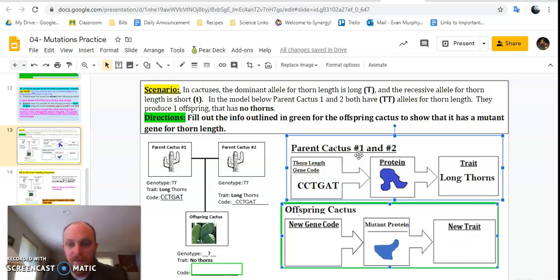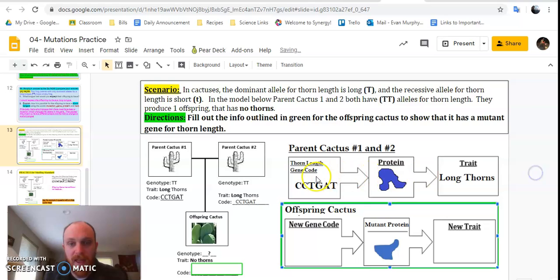So here's the beginning to this model. Parent cactus 1 and 2, they have this gene, CCT-GAT. That's the gene. And that makes this protein. And that makes the trait to have long thorns. But what happened so that their offspring has no thorns?